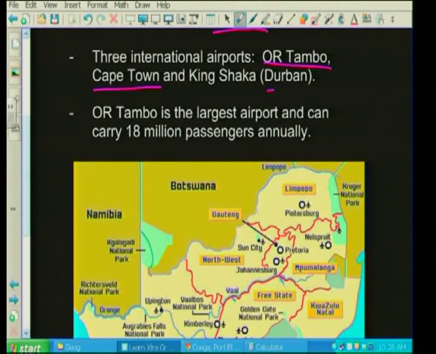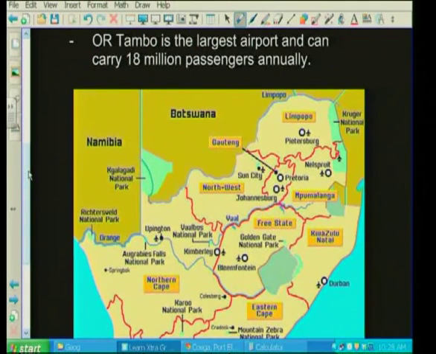And then Durban International, which moved, remember, it's now quite a few kilometers up north from where it used to be in KZN, is now known as the King Shaka International Airport, and we'll point those out to you in a moment. The OR Tambo is obviously our largest airport, and we can accommodate 18 million passengers a year that go in and out of our borders through OR Tambo Airport.